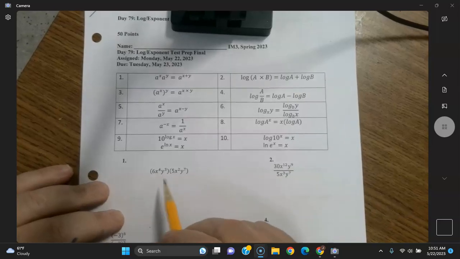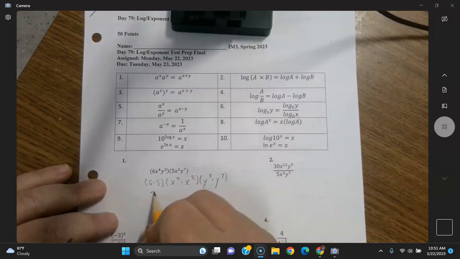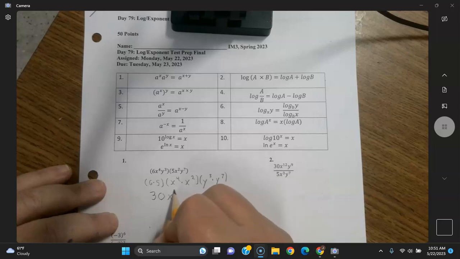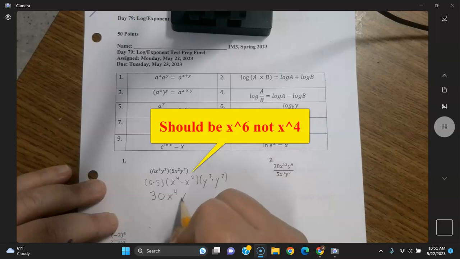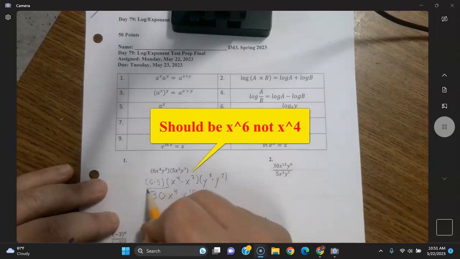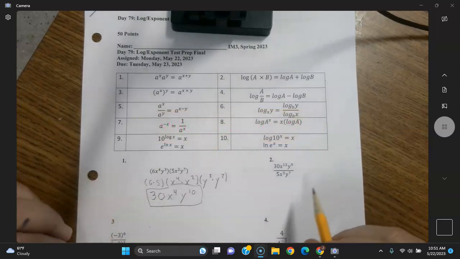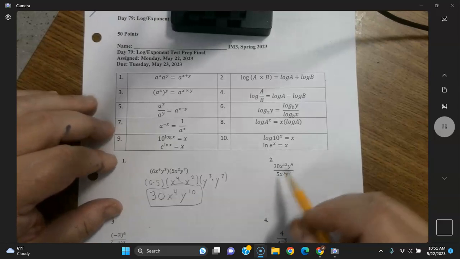So what you want to do is group like terms. Okay, so 6 times 5 is 30. X to the 4th times x squared is x to the 4 plus 2. You add the exponents in this case. And y to the 3rd times y to the 7th is y to the 10th. And that's your final answer. All right, remember you can always slow this down or pause it when you need to and go back and watch something again.